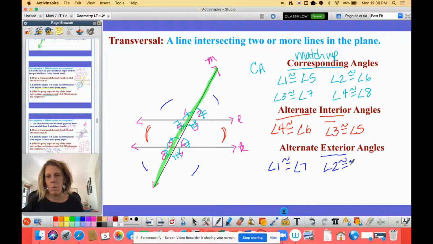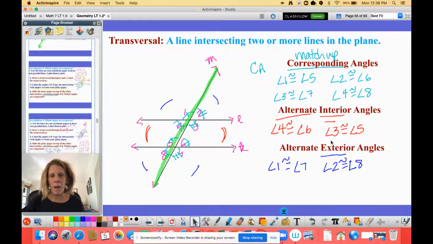Now let's think about why that works. Angle 1 is congruent to angle 3 because they're vertical angles. And then angle 3 and angle 7 correspond. We just did that with the patty paper. So that means angle 1 and angle 7 must be congruent. We can use the same argument for angle 2 to angle 8. 2 to 4 is vertical, meaning they have the same measure. And then 4 to 8 are corresponding. So angle 2 and angle 8 must be congruent with each other.